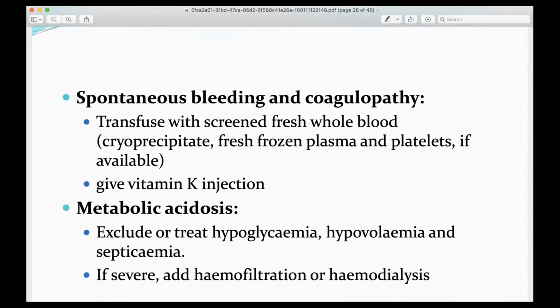So if the patient has coagulopathy or spontaneous bleeding, then you have to be very careful. You give injection vitamin K, transfuse fresh frozen plasma if available, or cryoprecipitate if available. And if metabolic acidosis is there, then you have to identify the cause of the metabolic acidosis, whether it is due to hypovolemia or due to septicemia, and treat accordingly.